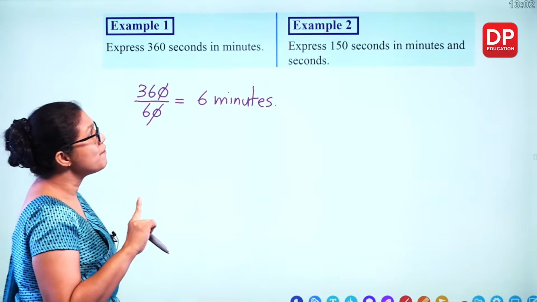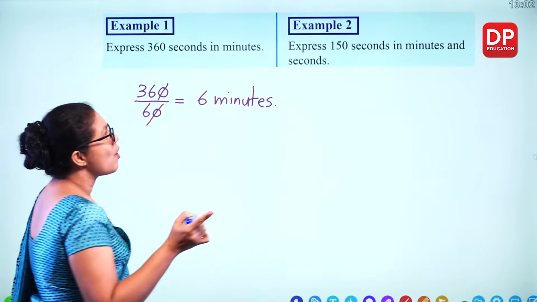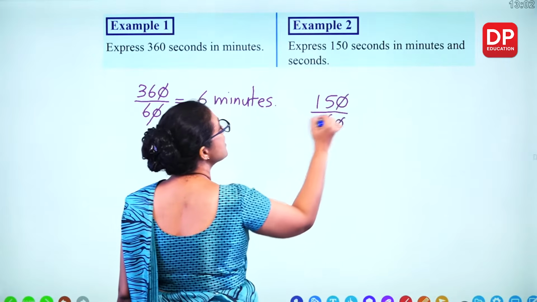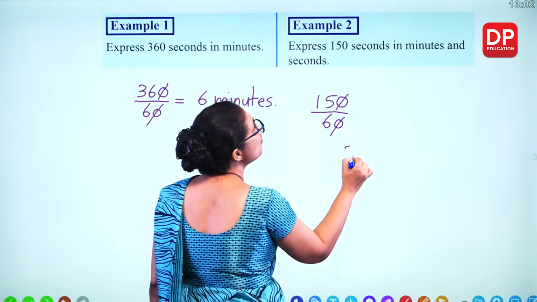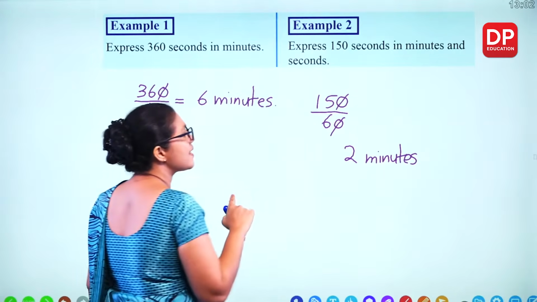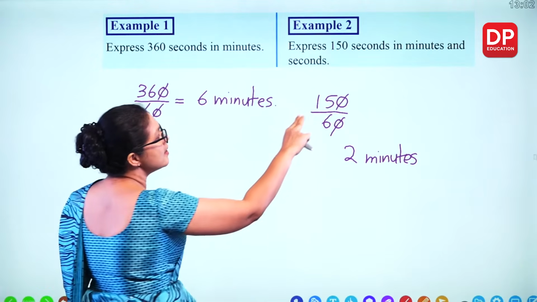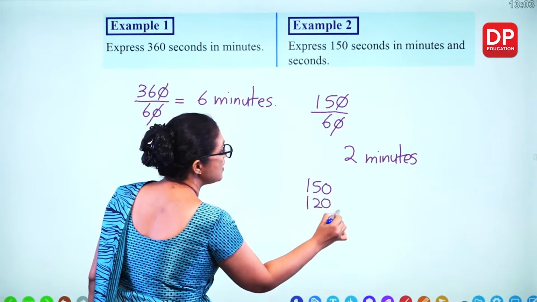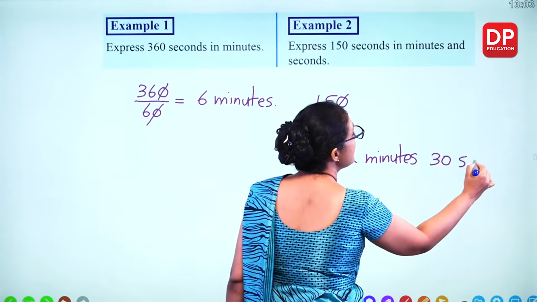Example 2. 150 seconds in minutes and seconds. So 150 divided by 60. You get 2 here, 12. That means 2 minutes. And how many remaining seconds are there? Now 150 minus 120, you get 30. So 30 seconds remaining.